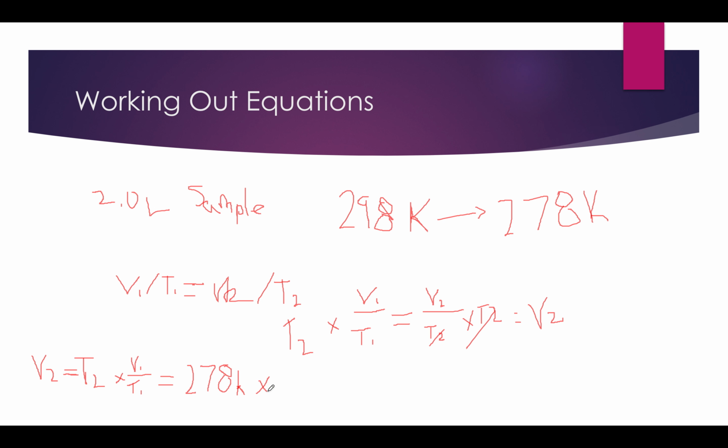times the 2-liter sample over 298 Kelvin, which is the original temperature at which we collected the sample. And if we are solving all this, we get rid of the Kelvin there. Get rid of that. We solve it through.